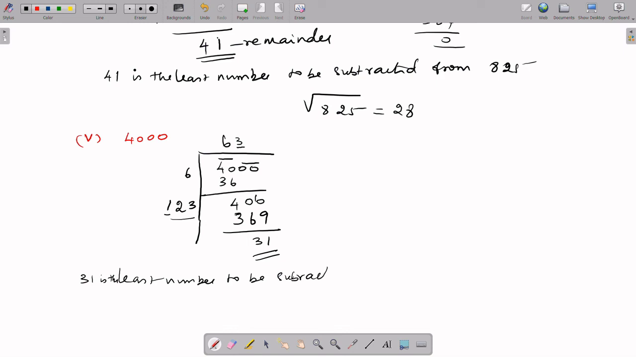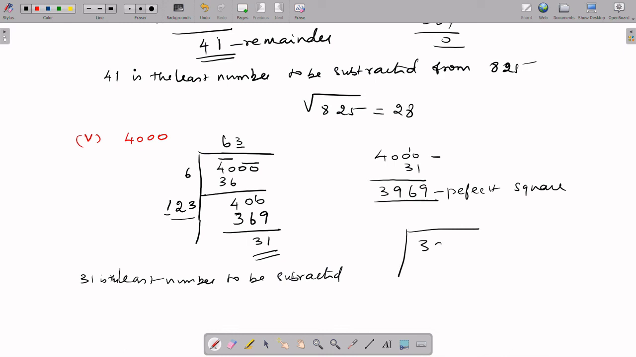The least number to be subtracted, and here you have to write this. And what is our number? You have to subtract 4,000 minus 31. Take 1 from here. 10 minus 1 is 9. 9 minus 3 is 6. And here 9 is there, and here 3 is there. So 3969 is the required square number, a perfect square. When you write the square root of 3969, you get the answer 63.